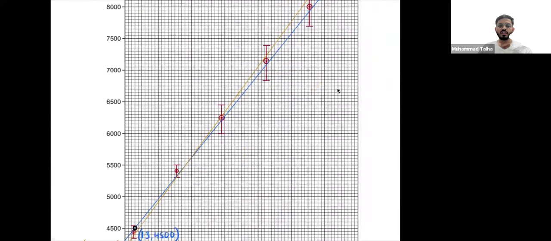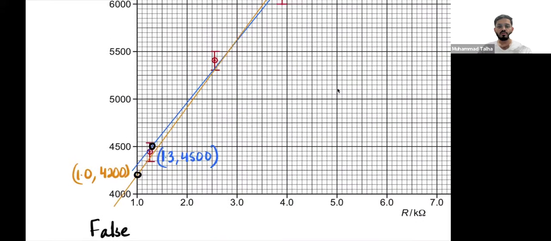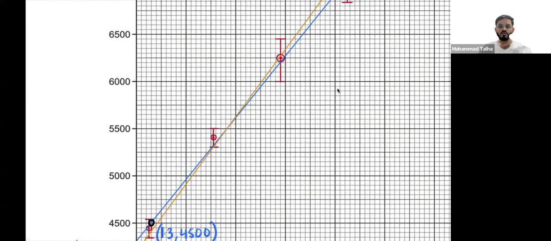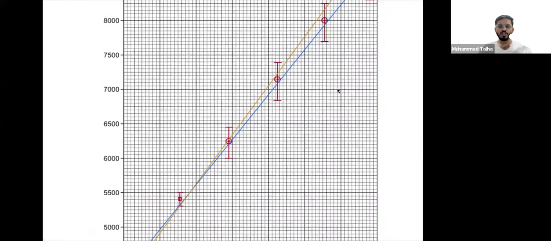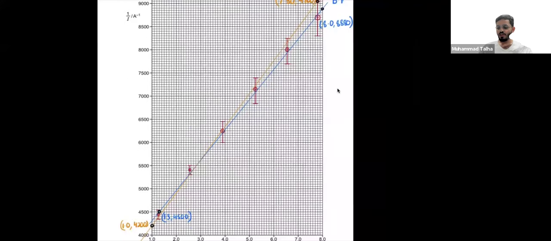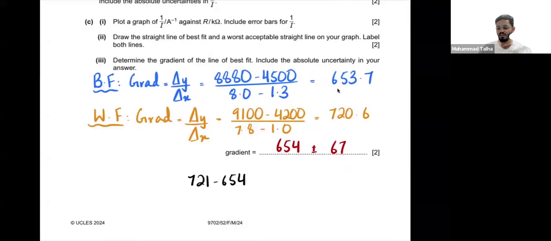Again, with the gradient, you do need to have points which are more than half the length of the line away. So I've taken this one, which is really near to the lower end of the line. So this is 1.123 and exactly 4500. So then I have both of my best fit line points. So I just use change in y over change in x. If I just zoom out here, 8880 minus 4500 over 8 minus 1.3. This gives me this value as the gradient.